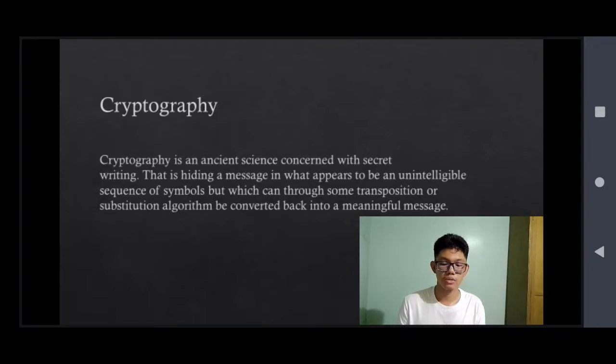In the modern context of computers, cryptography is the science of encrypting data. Data encryption is necessary to keep information such as bank account numbers hidden from those with malicious intent.